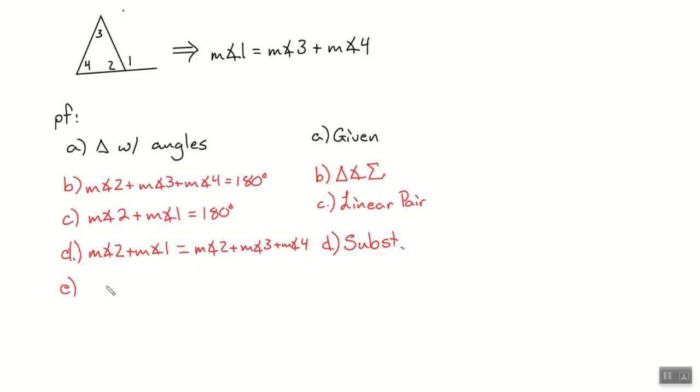If I subtract the measure of angle 2 from the left, I get measure of angle 1. And if I subtract measure of angle 2 from this side, I get measure of angle 2 plus the, just kidding, we just subtracted it. Measure of angle 3 plus the measure of angle 4. And why was I allowed to do that? Subtraction. Notice, here's why I go so far on my shorthand. What's the very last thing we need to do? A box with a square or QED.